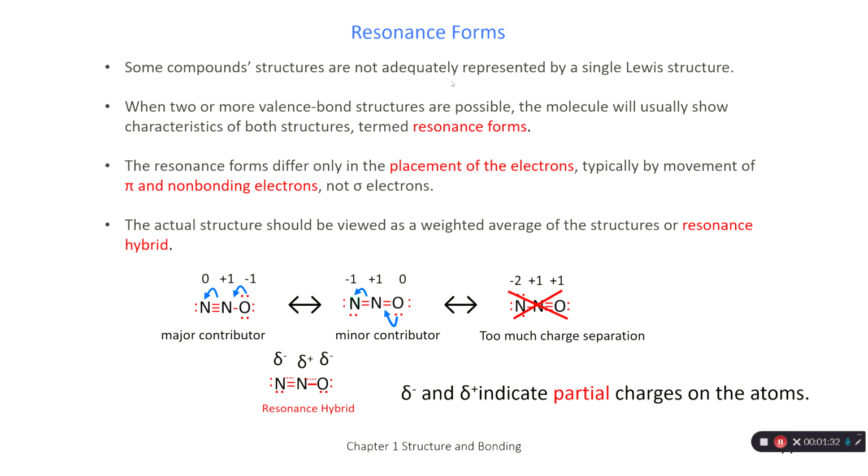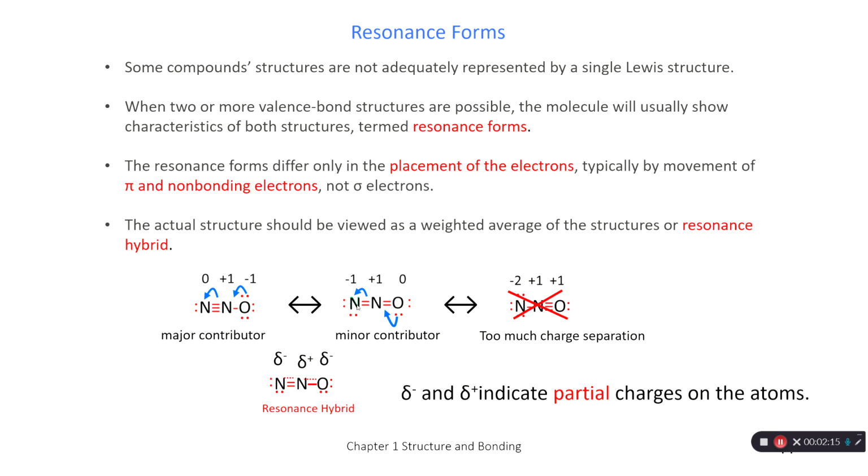The actual structure should be viewed as a weighted average of all of the resonance forms, and we call this a resonance hybrid. And to illustrate this, I'm going to again return to nitrous oxide. You can see nitrous oxide here on the left, and it's got a Lewis structure showing a triple bond between the two nitrogens. Previously, we determined that that was actually an excellent depiction of nitrous oxide because the octet rule was obeyed and it placed the negative charge, -1 here, you can see for a formal charge, on the more electronegative element. There's another resonance form that we could draw, which is shown here in the middle.